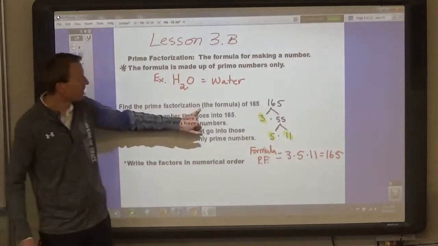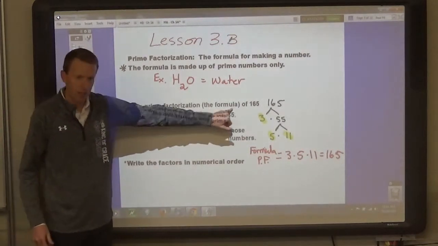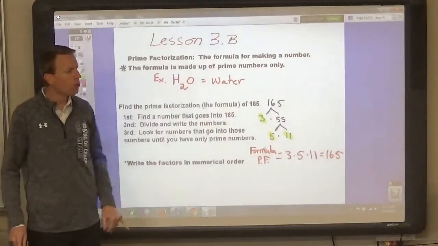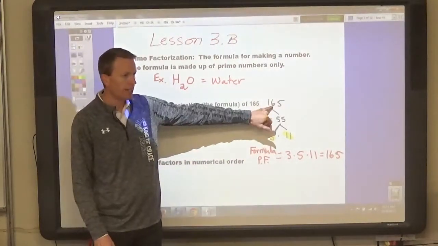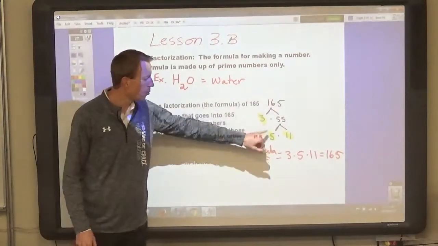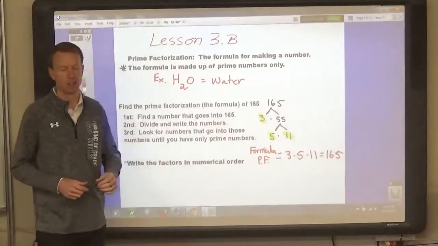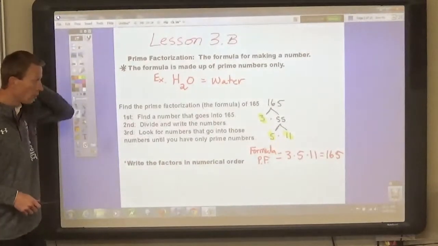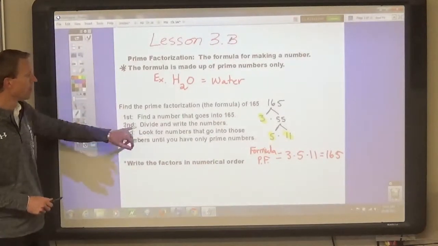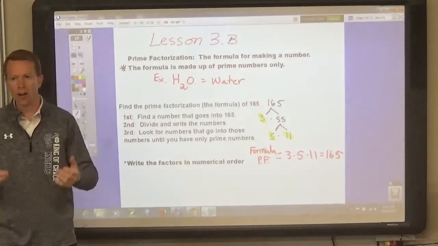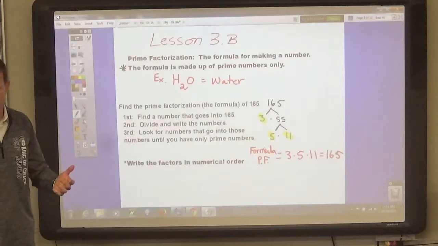The prime factorization is the formula for the number. When you're given a number, you have to find the prime numbers that go into the number and how many times. So that's what I'm going to show you how to do. Let's say that you're given a number like 165. Now you know 165 is a composite number, right?